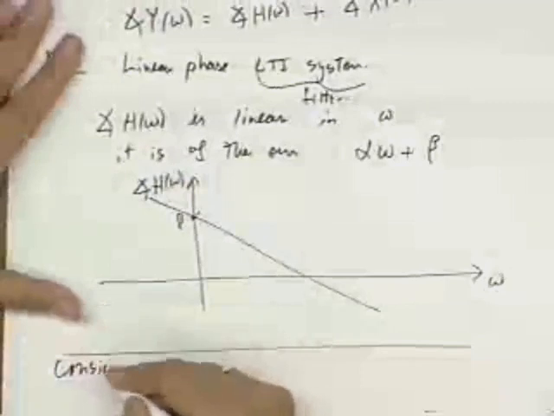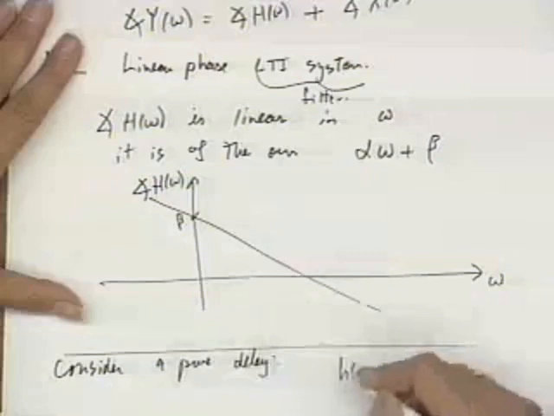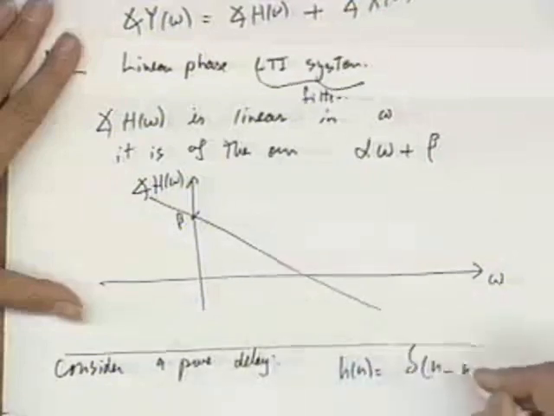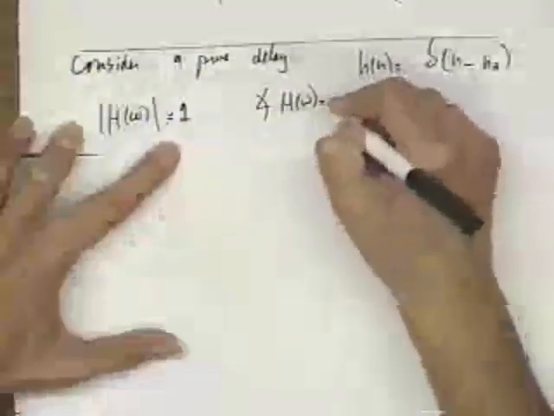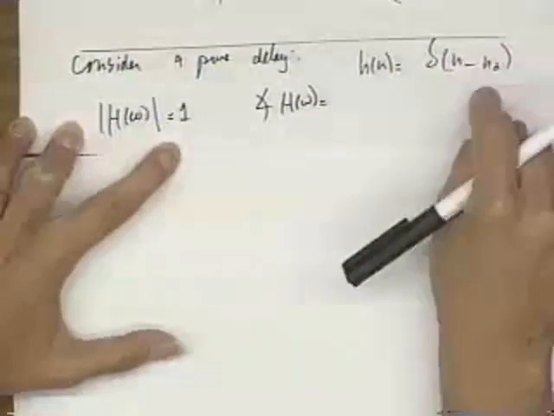We'll talk about why linear phase systems are important in just a second. But what is an example of a linear phase system? Consider just a pure delay, so h of n is equal to delta of n minus n sub d. What can we say about H of omega here? Well, the magnitude of H of omega is 1, and the angle of H of omega is what?